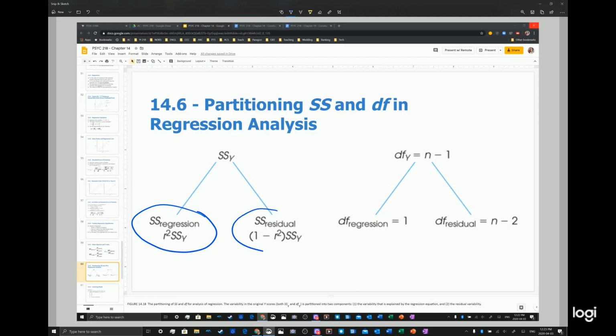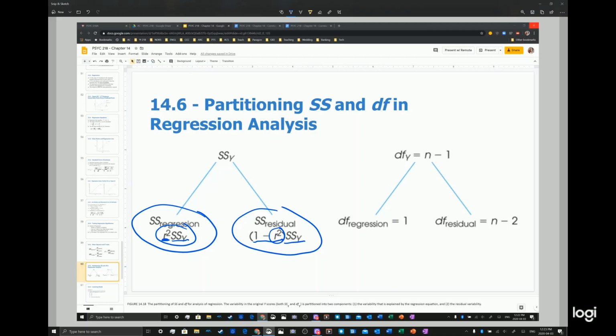This is another slide, the slide right next to it, for us to use the right values. Again, your coefficient of determination, your r-squared, multiply that by your sum of squares y to get your sum of squares regression. And for your residual, you need your 1 minus r-squared, the remaining proportion of your outcome, which is your non-predicted values, and multiply that by your sum of squares y to get your sum of squares residual.